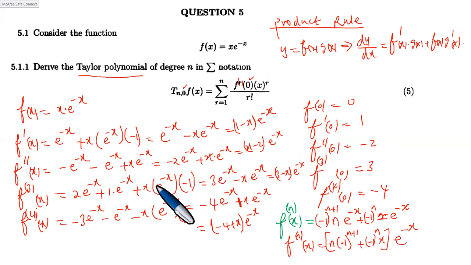So you put 2 here, there's a 2 there. And there's minus 1. If it's 2 plus 1 it is cubed, so it's minus. And then you have minus 1 squared, which is plus. Then there's an x, there's e to the minus x. So yes, this is the correct general formula for the derivative.